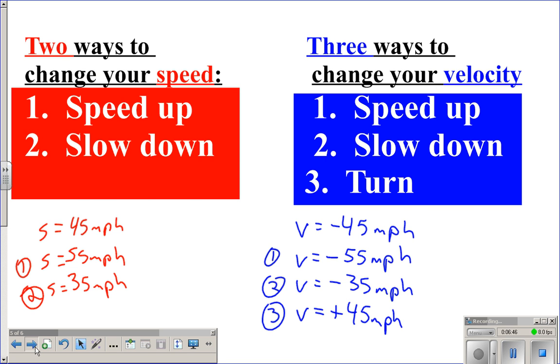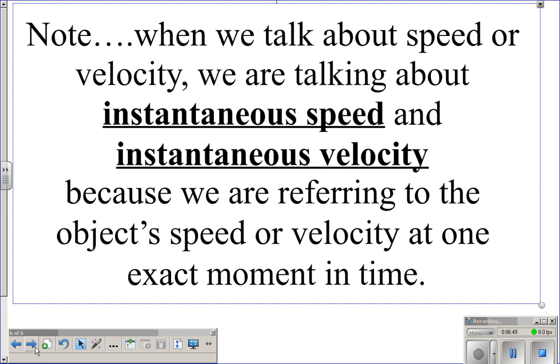What do we got? We got one more slide here. So finally, the next video is going to be about what's called average velocity. Average speed a little bit, but mostly average velocity. So in general, when you hear the word speed or the word velocity, what we're talking about there is technically what's called instantaneous speed or instantaneous velocity, because what we're talking about is what the object's speed or velocity is at that exact moment in time, at that one precise moment.